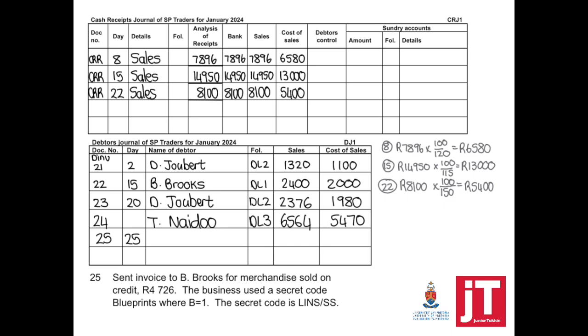The duplicate invoice number is 25. Name of debtor, B. Brooks, and that's debtor ledger number 1. So they provided us with the selling price, which is 4,726. Now we need to work out the cost. To work out the cost, we're going to write out the word blueprints, and the first letter starts with 1, and this is important. If you don't get that right, you're going to get the cost completely wrong. And then we look at what is the word given. So it's LINS-SS. So that dash SS, remember it means cents. So L equals 2, I equals 7, N 8, S 0. That means that the cost is 2,780.